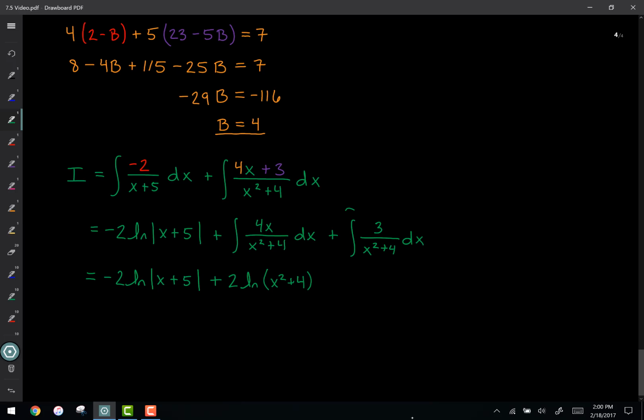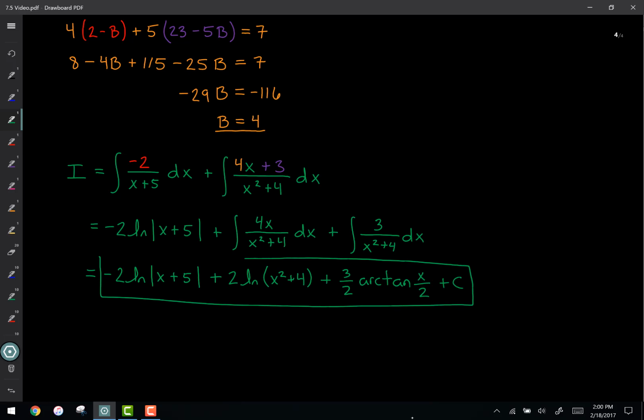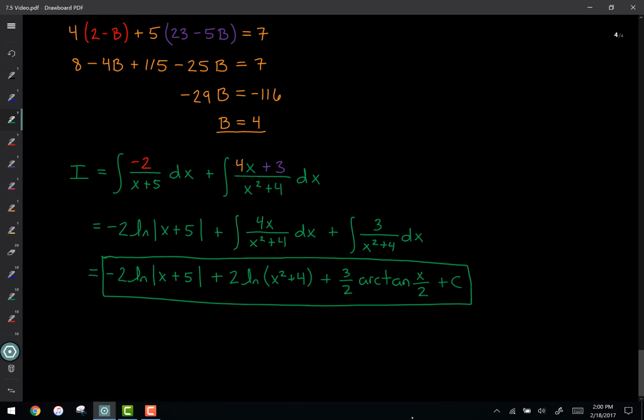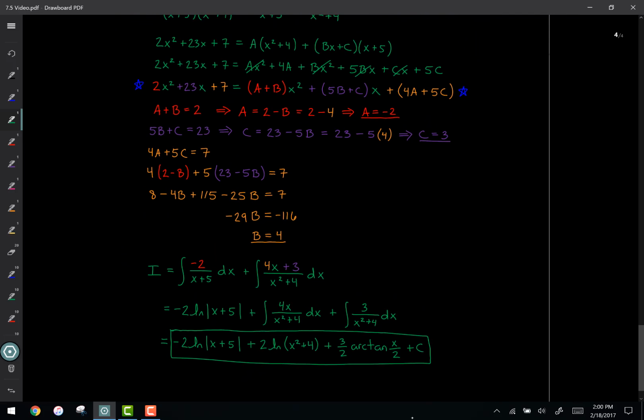This last integral is an arctangent, where a is 2 and my u is x. So plus 3 halves arctangent of x over 2 plus c. And there's our antiderivative of that monstrosity that we started with. Okay, but that's how the work will look. I'll try to get all of it up here so you can see it.